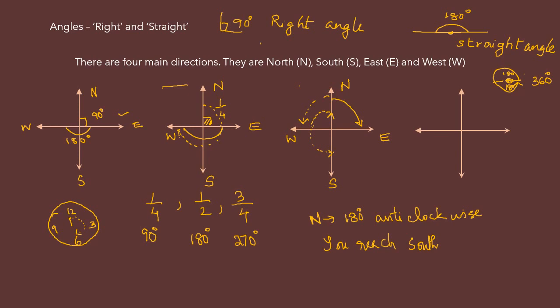Again, if I ask you to start from east and move 3/4 direction in the clockwise direction. So you are looking at east and standing. You have to move from east in clockwise direction, 3/4 rotation. Clockwise means the direction in which the clock hands move. Clock hands will be moving this way.